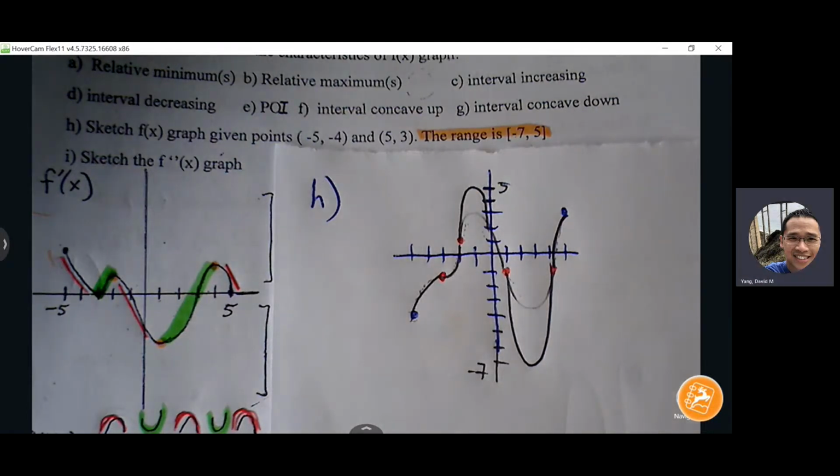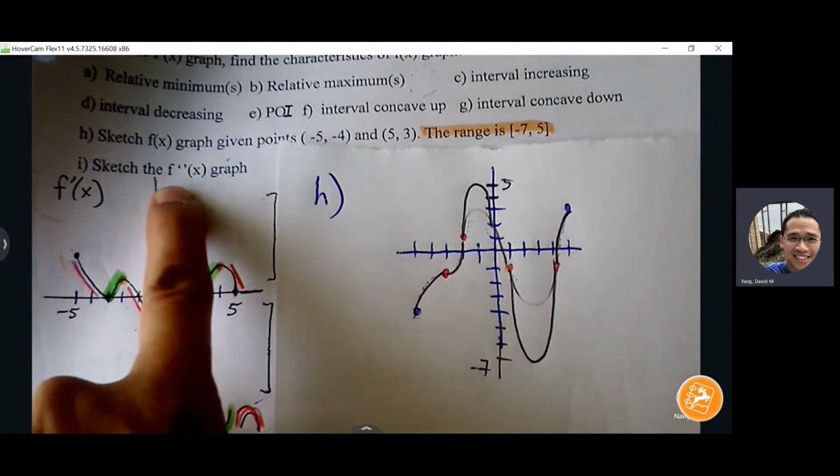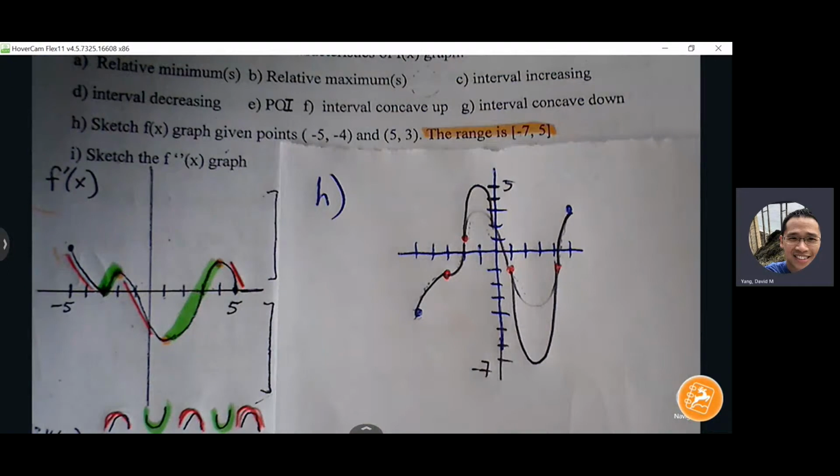Any questions here? One thing I didn't get to is sketching the second derivative graph. We'll make sure that we cover that at the beginning of class tomorrow.